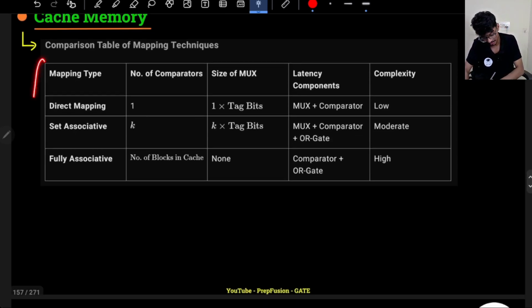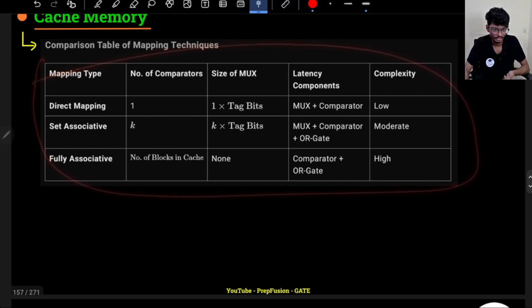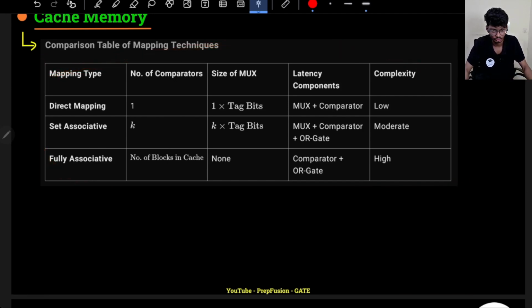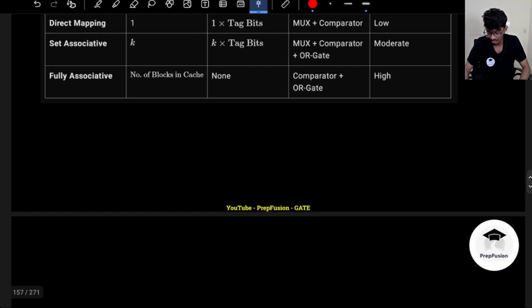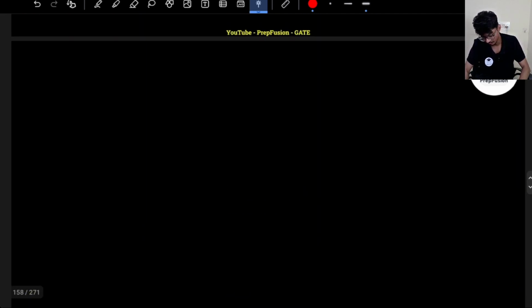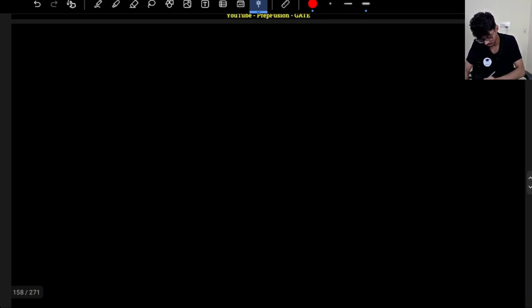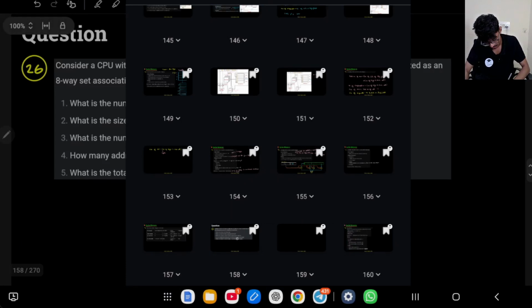Now the comparison table is given. This is a summary table. You can make a short note about this. So that was the hardware implementation. Now we will solve a few questions on this. Let's solve a few questions.